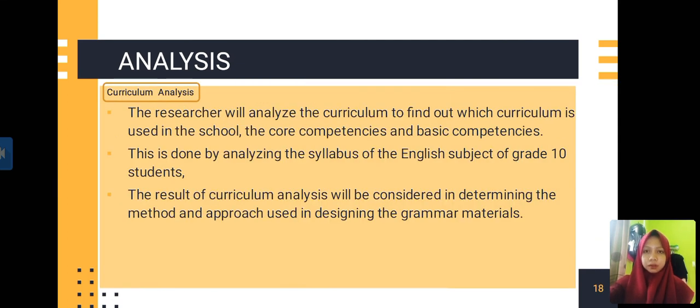Next is curriculum analysis. In this part, I will analyze the curriculum to find out which curriculum is used in the school, the core competencies and basic competencies. This is done by analyzing the syllabus of the English subject for the grade 10 students. The result of curriculum analysis will be considered in determining the method and approach used in designing the grammar materials.